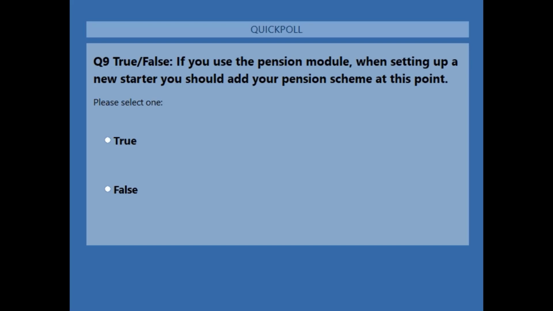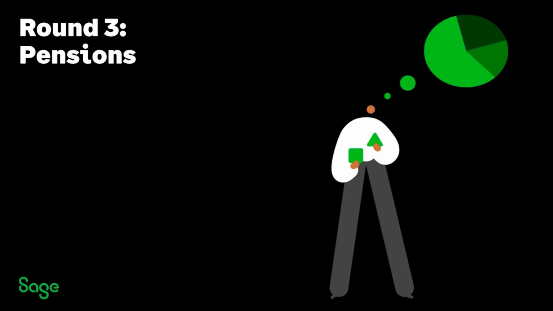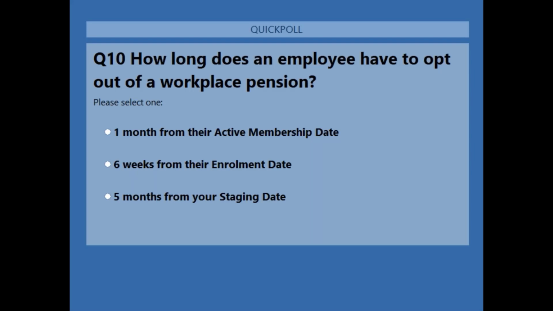Excellent. So that is the minute. So let's close that one down now. And we shall move on to question number 10. So let's launch that one. So how long does an employee have to opt out of a workplace pension?